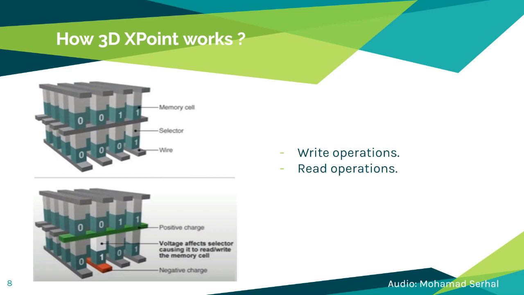Now going into specific operations, for the write operation a specific voltage is sent through the wires around both the memory cell and selector. This activates the selector and allows the voltage to go through the cell to initiate the bulk property change. On the other hand, for the read operations, a different voltage is sent through to determine whether the cell is in a high or low resistance state.